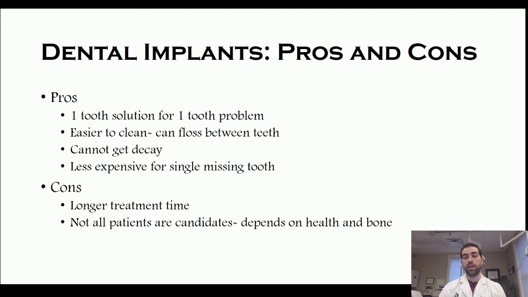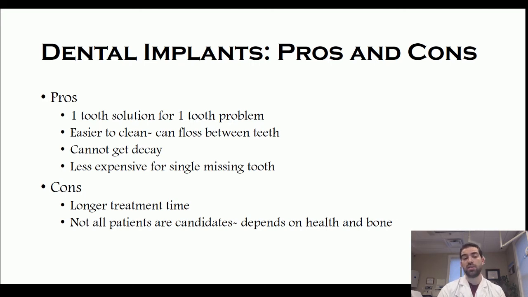The dental implant is made of titanium and ceramic, and they cannot get decay, so you won't get a cavity on your dental implant. And for a single tooth in our office, if the adjacent teeth are in good shape, a dental implant is actually less expensive than a dental bridge.